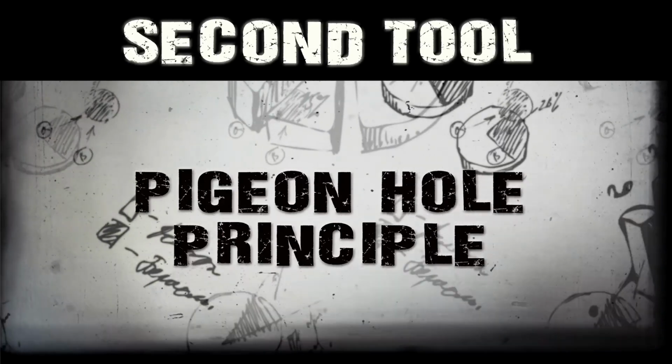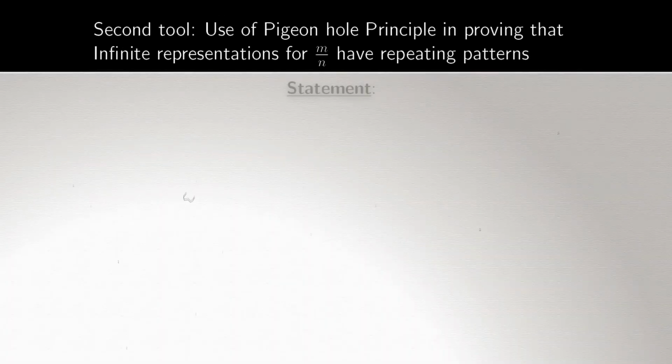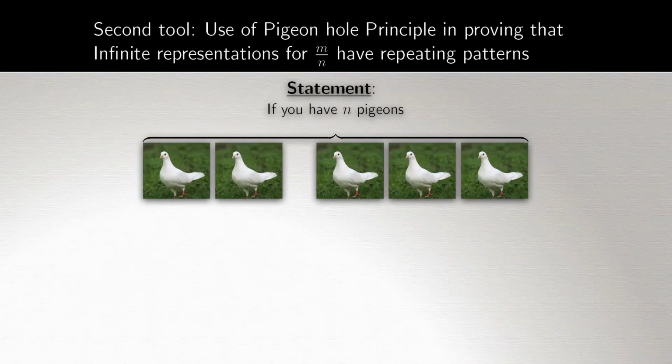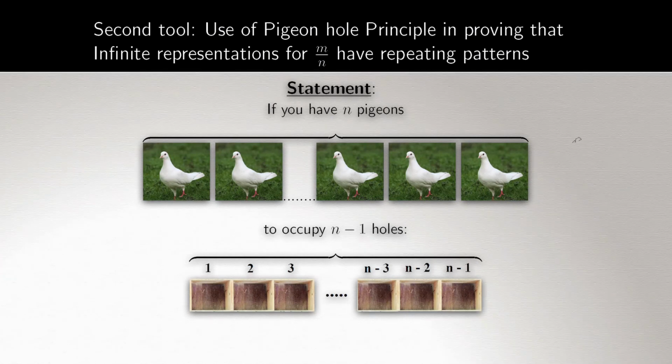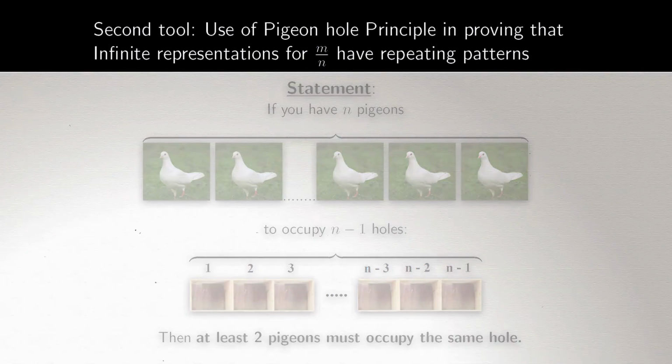At that point, we need the second tool, which is the pigeonhole principle. The statement of this principle is as follows. If you do have n pigeons, which are supposed to occupy n minus 1 distinct holes, then at least 2 pigeons must occupy the same hole.